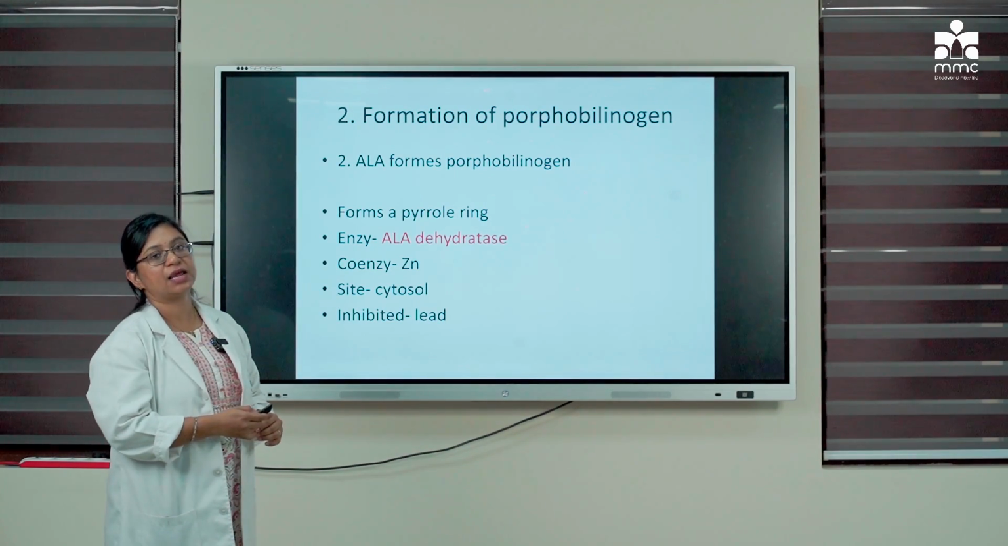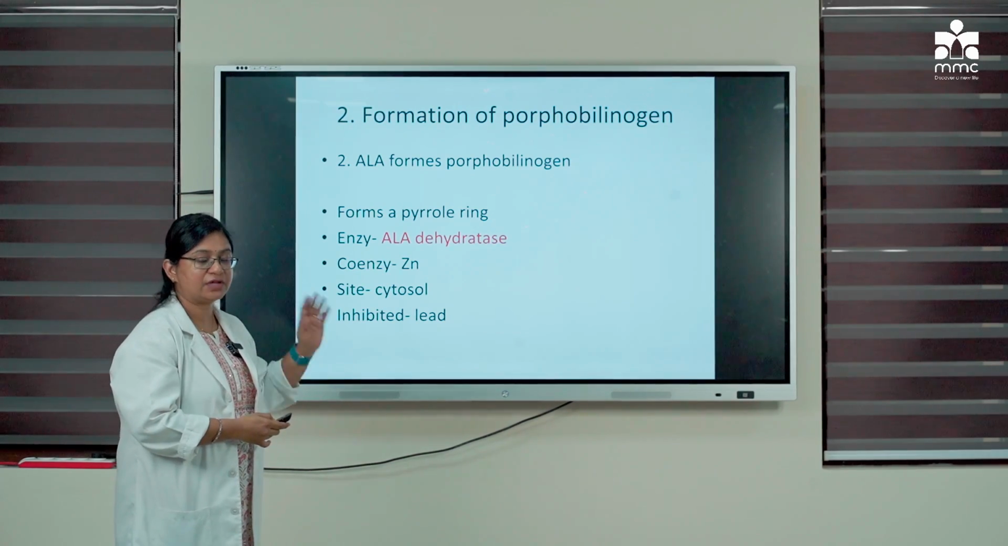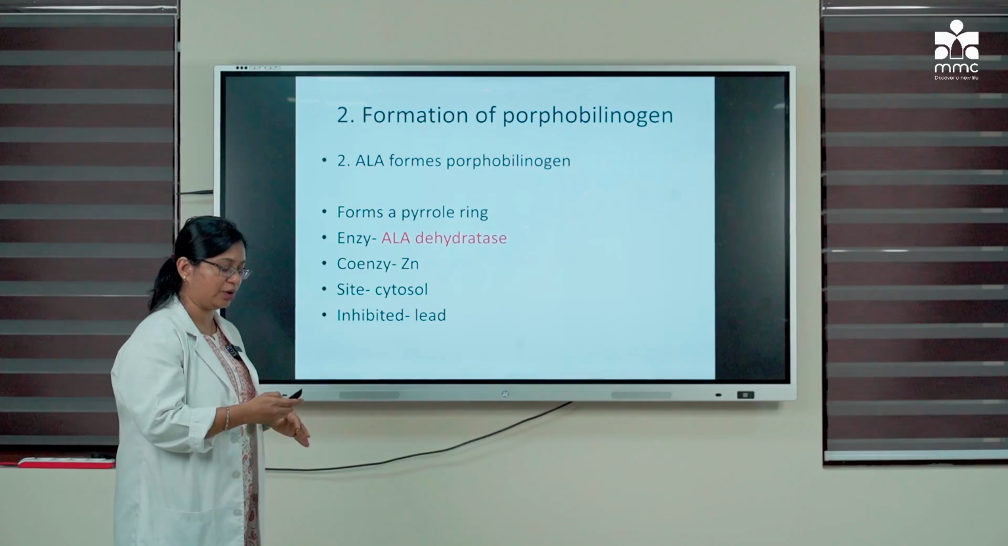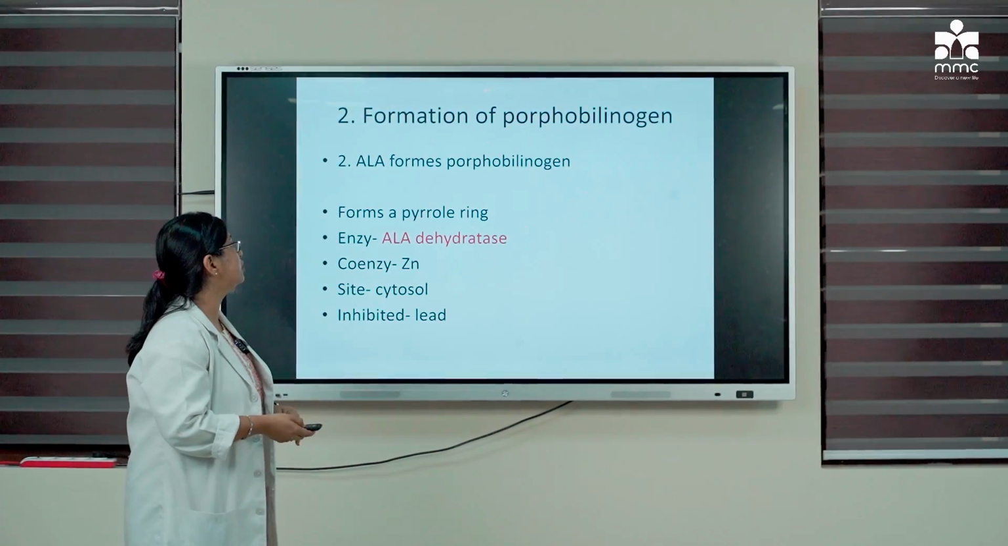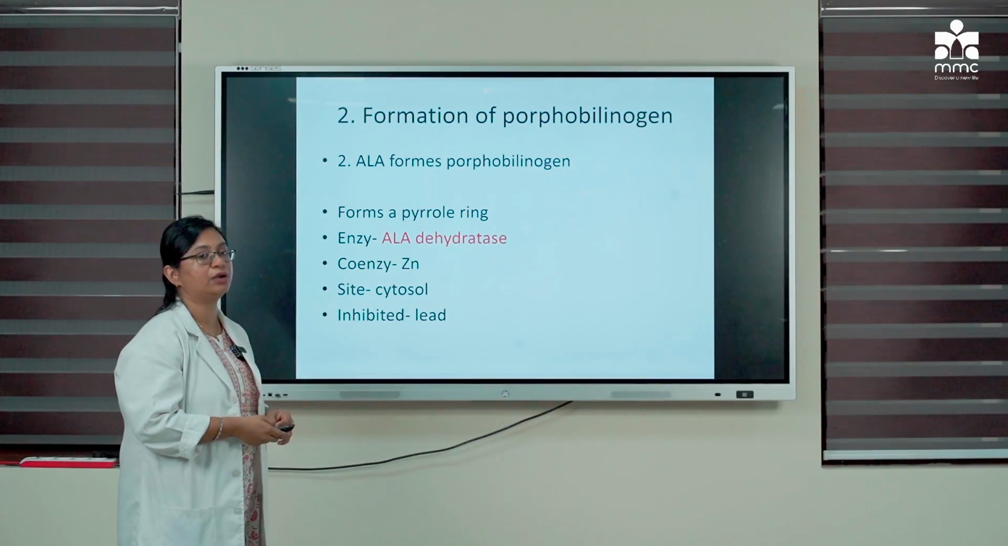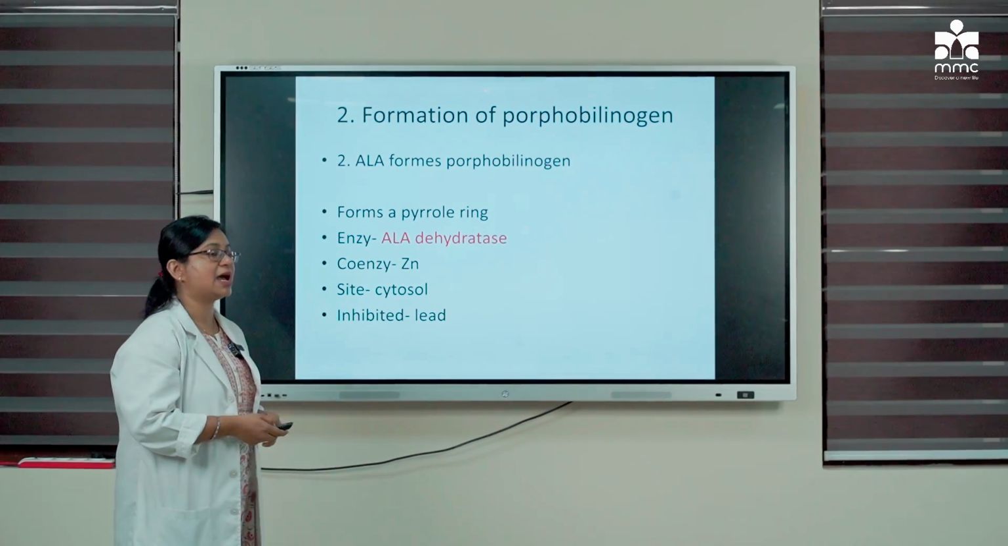After the first step, which takes place in the mitochondria, it needs to move out of the mitochondria for the second step. Once it moves out of the mitochondria, 2 molecules of ALA are going to form porphobilinogen. The enzyme is ALA dehydratase.